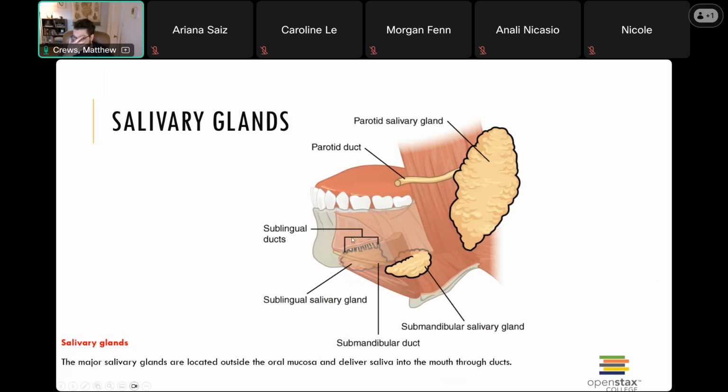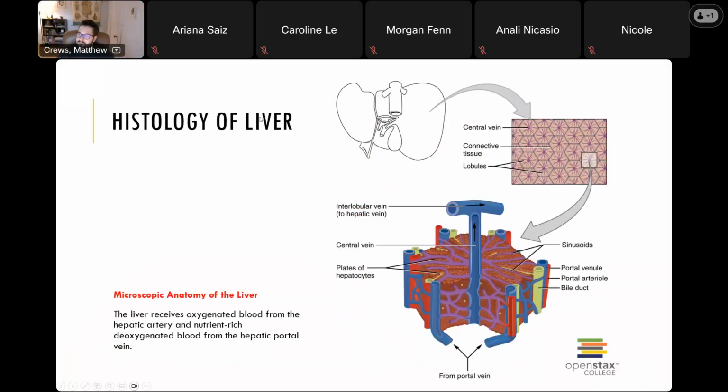And then you also have a sublingual salivary gland that's under your tongue. There is a little duct there, but it's mostly just secondary. And there's a whole bunch of them there. It's not one duct. The parotid duct is one duct, which is cool. All right. Let's talk about the liver.